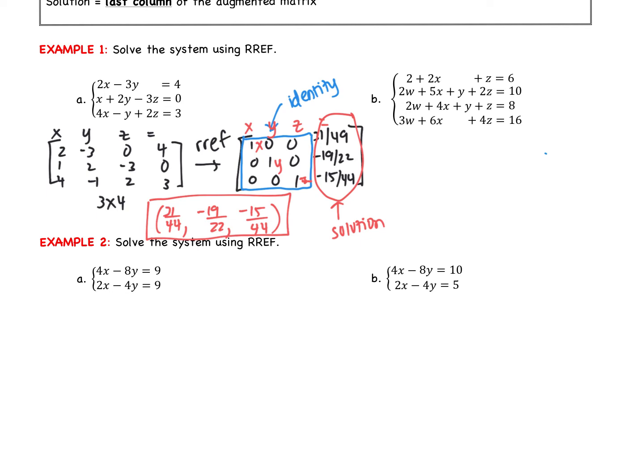So while it took me a bit to explain it, it should be a pretty quick process. I am always going to ask to see the setup, what you get from the calculator, and then your answer. We're going to do the next one together, and then you're going to try a few. First of all, there's a typo on B. This should be a 2W. So can you add a W there, please?